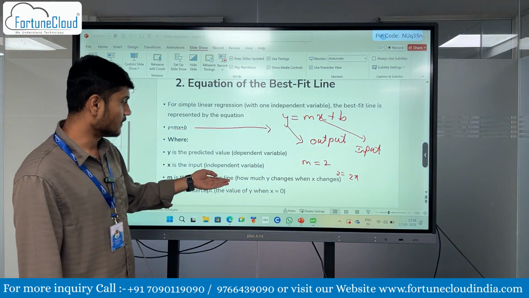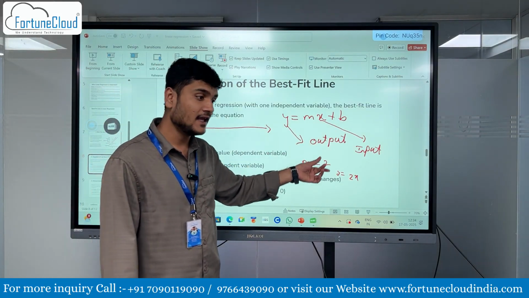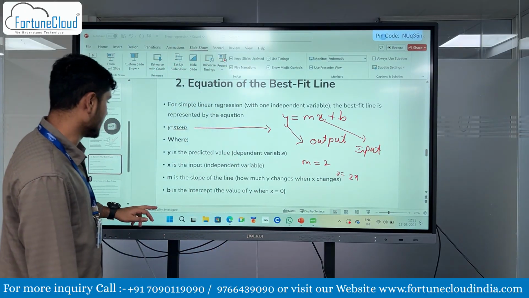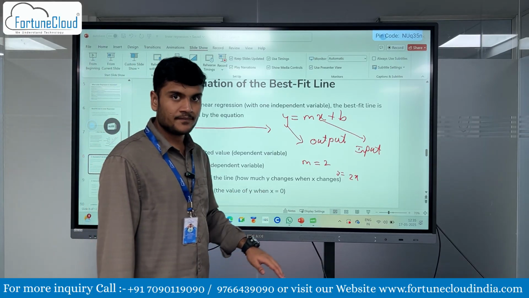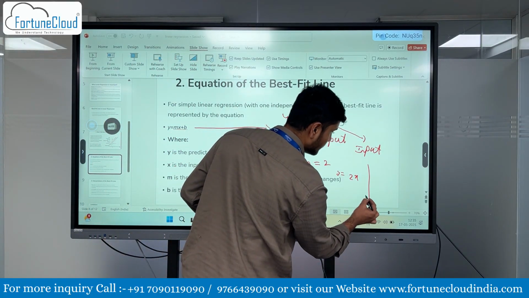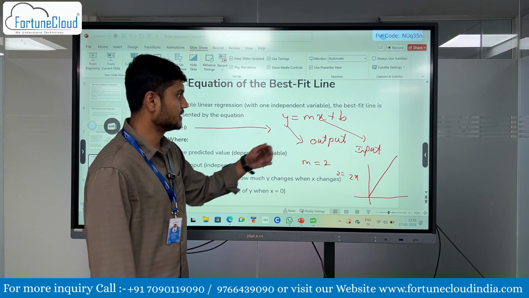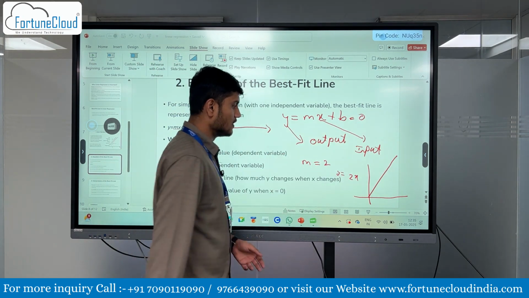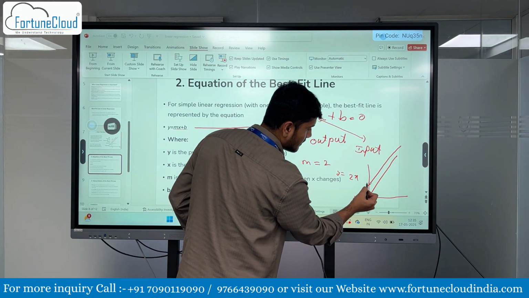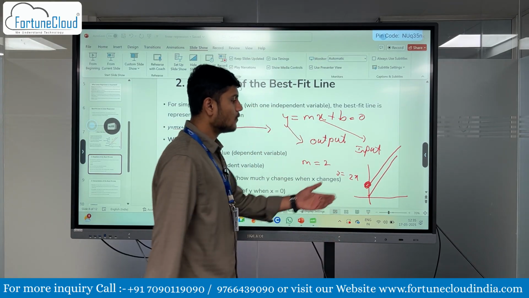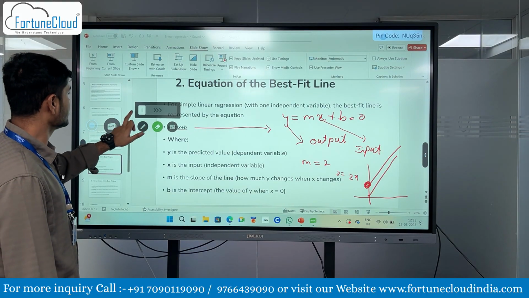Okay, m is the slope of a line, how much y changes when x changes, or else we can also say m is the coefficient of x. And here b is the intercept, the value of y when x equals 0. If my line starts from the origin, then my b equals 0. If my line starts from somewhere else, that is my intercept, whatever the value is. I guess everyone understood.